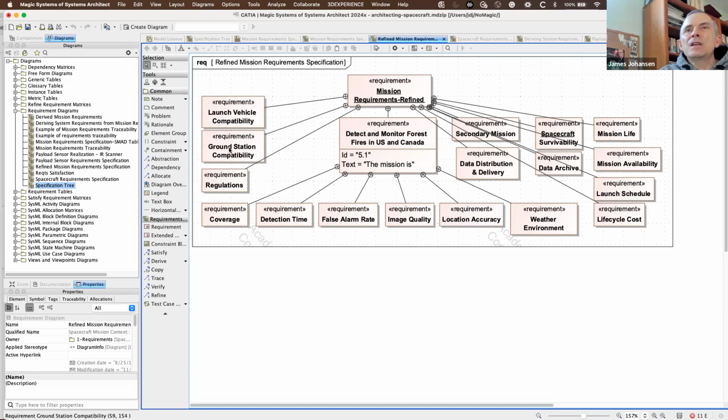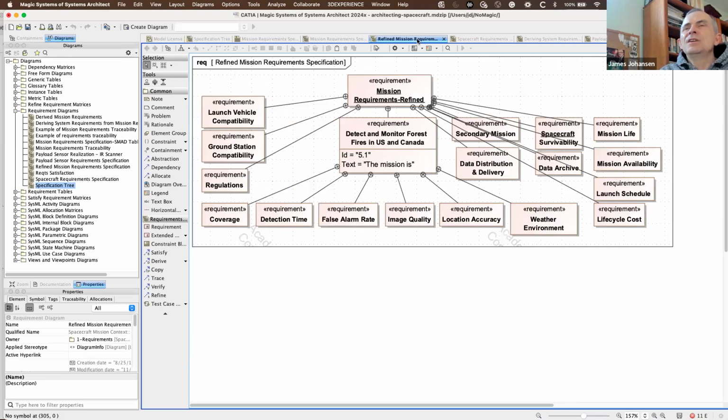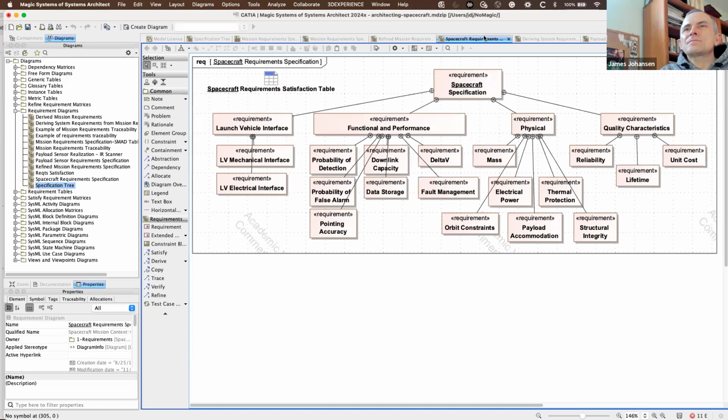Am I going to be working with a dedicated ground station, or a common ground station? That would be something you could look at. What's the mission life? What's the availability? Those are some things at this next level. I could also then look at the spacecraft specification, and what physical characteristics we can be looking at.